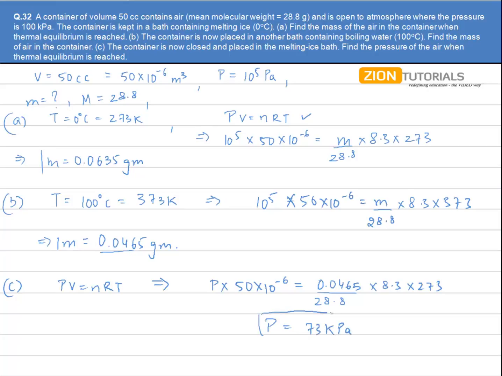You have to solve this and you will get this value, right? So this was another very straightforward question. We just have to use the equation PV equal to nRT and you will get all the answers, right?